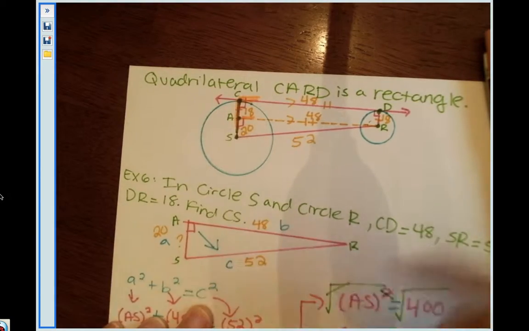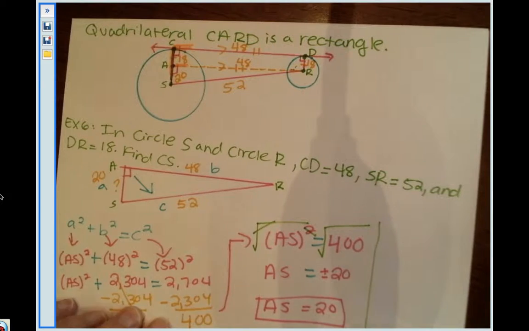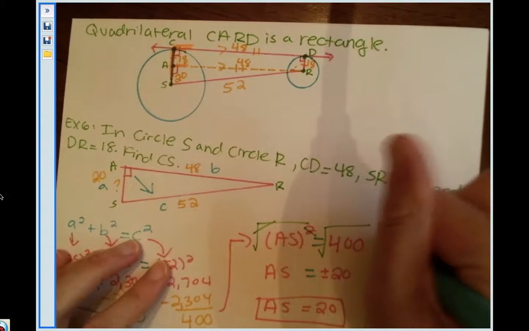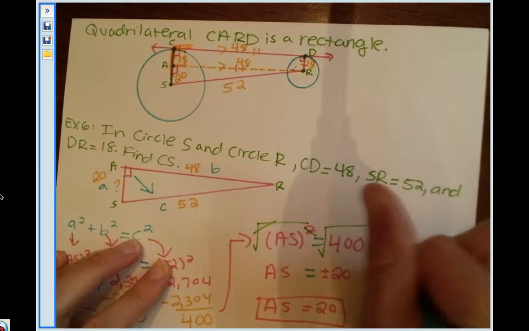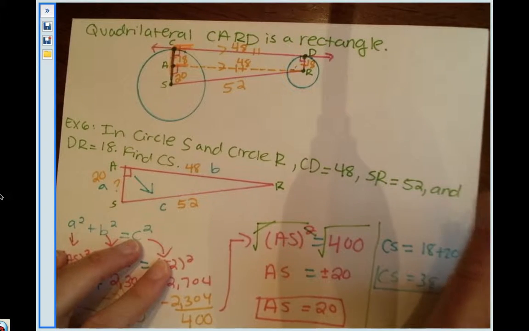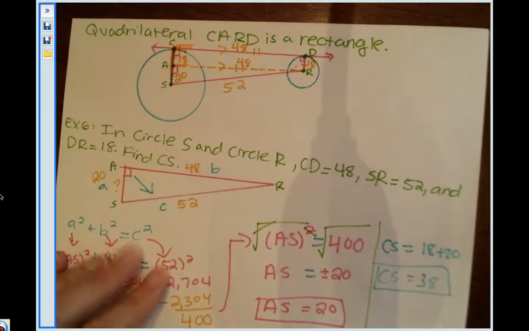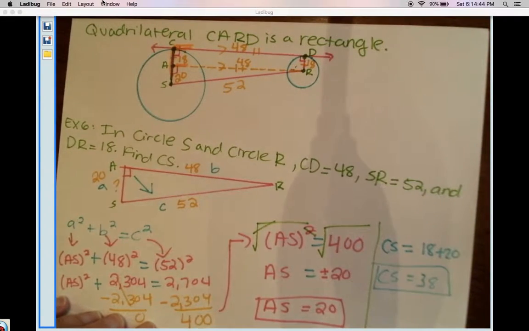So we're going to have 18 plus 20. I'm going to do a little side work here. So CS will equal 18 plus 20, which means that CS equals 38. Nice. And guess what, you guys? That problem is officially donezo. Way to go, you guys. You rocked that problem.